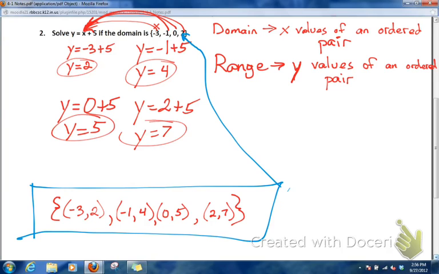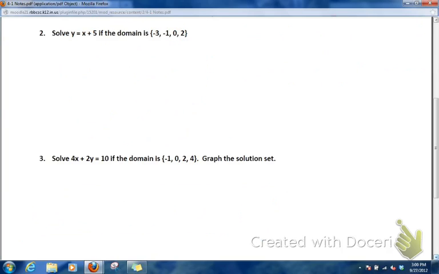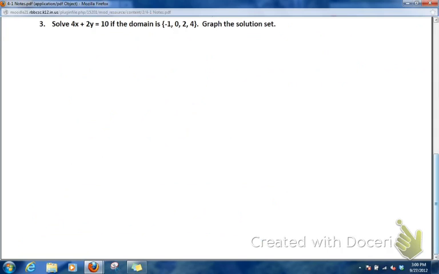Alright, very good. And let's scroll down here and do the last problem, number 3. Now, this one says to solve 4x plus 2y equals 10 if the domain is -1, which again we know domain are my x's, so all of these are x values that I'm going to plug into that equation. The only difference here is now it says to graph the solution set. So the ordered pairs that we just found from the previous problem would simply be graphed in this problem.